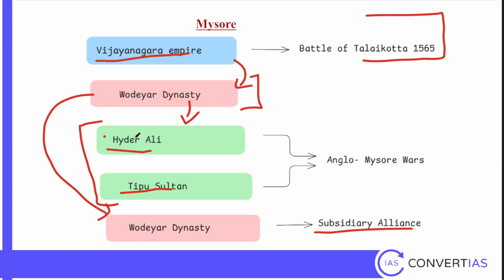So during the time of Hyder Ali and Tipu Sultan, we talk about them as an independent state. We neither talk about the Wadayar dynasty nor the Vijayanagara Empire. It is during this time we talk about them as an independent state. And in 1799, when Tipu Sultan was killed, they became a puppet of the British Empire.